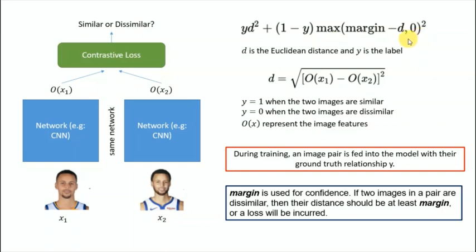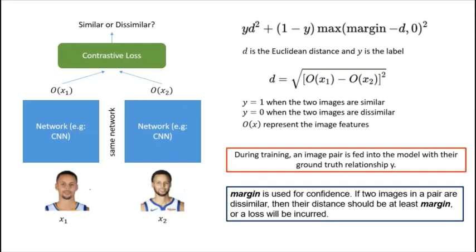So let's first of all explain what the margin is here. The margin is used for confidence. If two images in a pair are dissimilar, then their distance should be at least the margin, okay? Or a loss will be incurred. So in this case, the network doesn't only penalize wrong predictions, but it also penalizes correct predictions that are not confident enough. Whenever you introduce the margin, you're ensuring that dissimilar inputs are very far away from each other, and this is exactly what we want here. We want the dissimilar inputs to be far away from each other, at least by this margin m that we're introducing here. Okay?